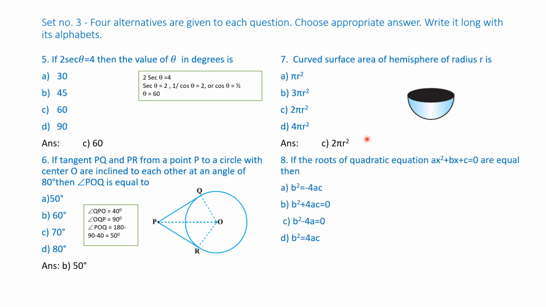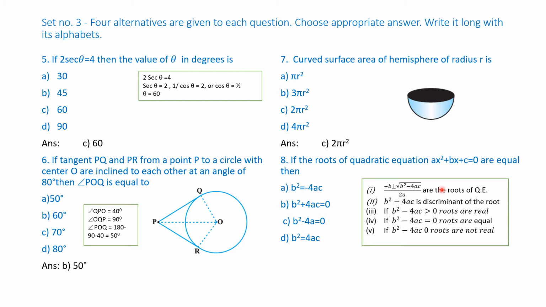Question number 8. If the roots of the quadratic equation ax square plus bx plus c equal to 0 are equal, here please note the roots are equal, then which option: b square is equal to minus 4ac, b square plus 4ac, b square minus 4a equal to 0, or b square is equal to 4ac. These are the roots of the quadratic equation which are equal. For the equal condition, b square should be equal to 4ac.